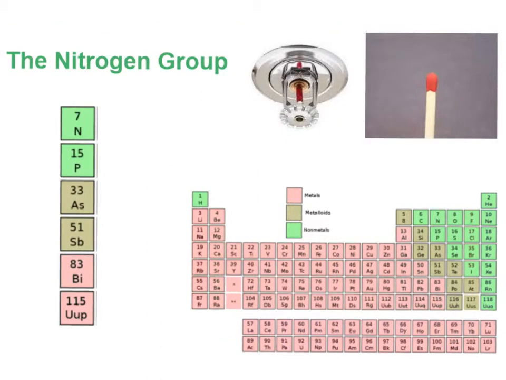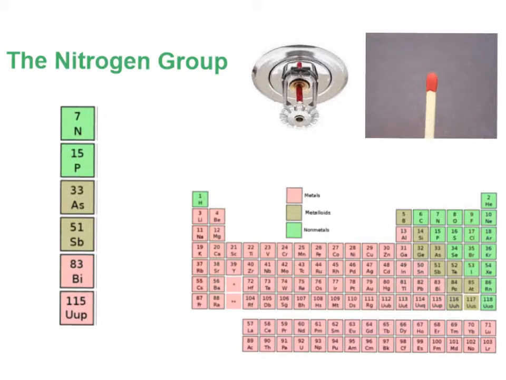Let's take a look at the nitrogen group. Nitrogen and phosphorus are nonmetals. Nitrogen is found in a lot of different compounds like ammonia, nitrates, so fertilizers. Nitrogen is the 4th most abundant element in your body. Nitrogen also is a necessary component for amino acids, which make up proteins.